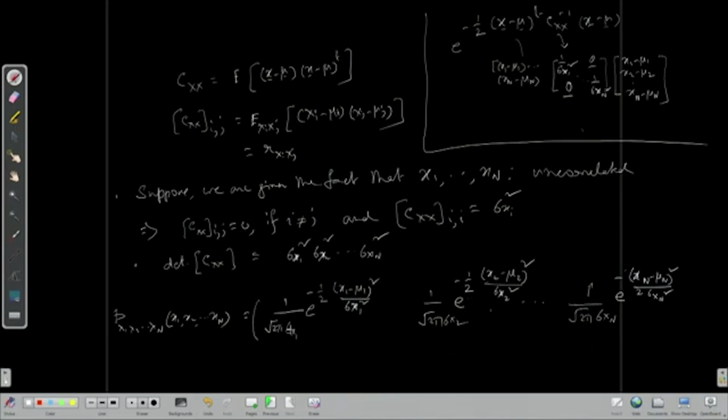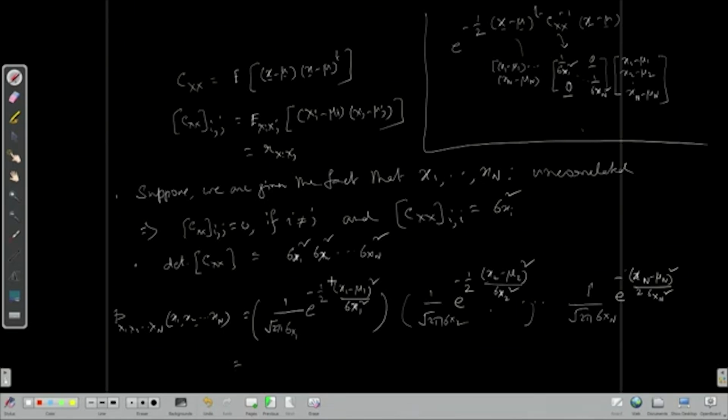But this is what? This is the Gaussian density of the single random variable x1. This is the Gaussian probability density of a single random variable x2. When they are jointly Gaussian, they are individually Gaussian also. Okay, that is the meaning. I forgot to tell: if they are jointly Gaussian, they are individually Gaussian also.